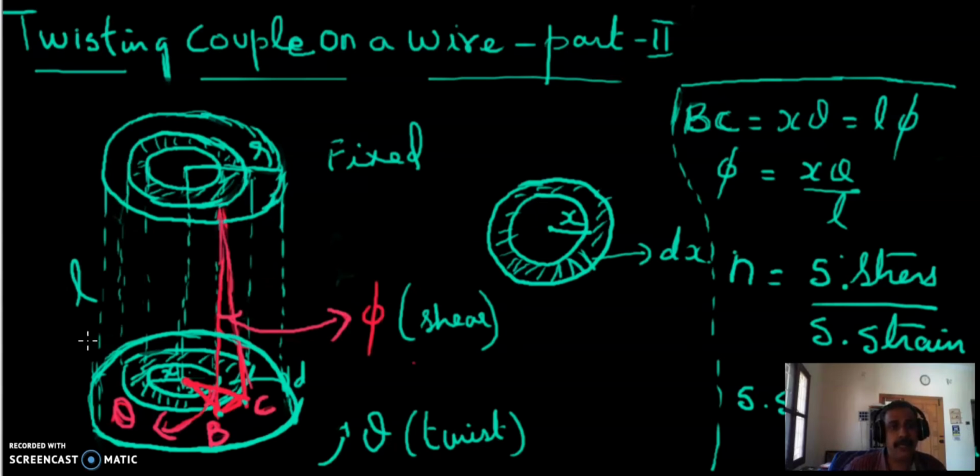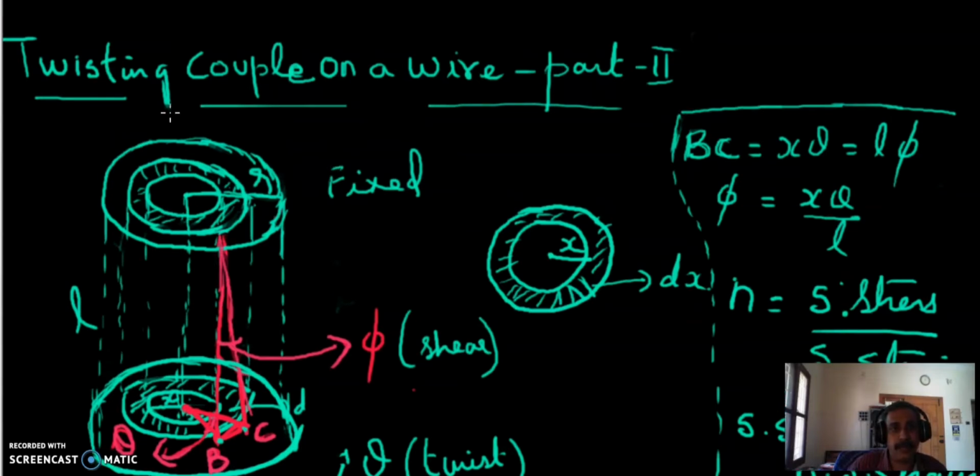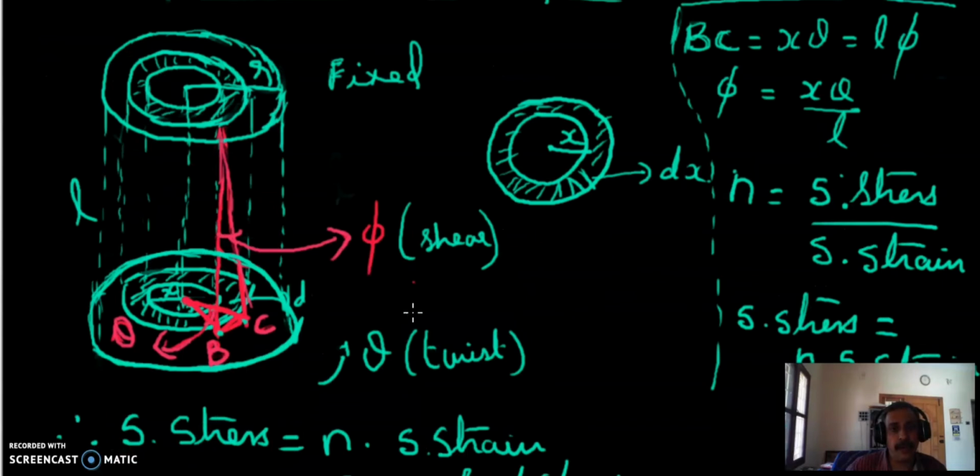So we have a cylindrical wire of length L and radius R. I have taken a metal wire of length L and radius R, which is fixed at the top end. The top end of the wire is fixed. So at the bottom end, we are going to twist the wire. Here at the lower end of the wire, we are going to twist by an angle theta.